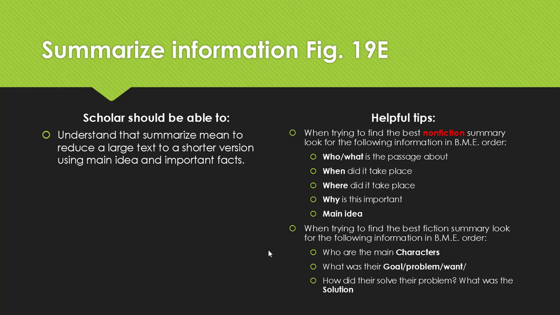When trying to create the best fiction summary, I tell my scholars to look for this information in beginning, middle, and end order as well. Who are the main characters? What was their goal? Sometimes characters don't have a goal. Sometimes they have a problem or a want. What was their problem? What was their want? And then last, how did they solve their problem? What was the solution? So all of this information, once again, has to be in beginning, middle, and end order, and this will help scholars find or create the best fiction summary.